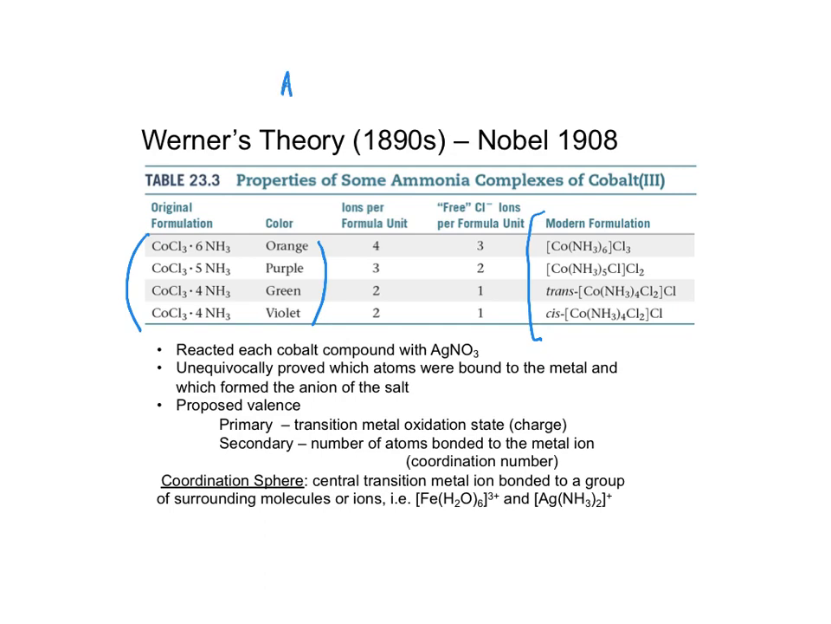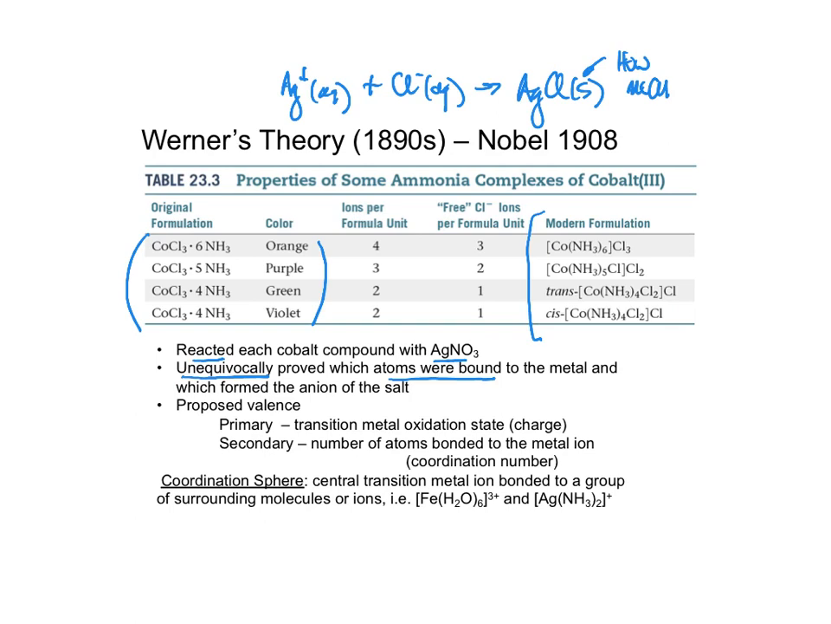So he did the chemistry that you've seen before. He added some silver nitrate. And when he added it to those complexes that had a chloride ion, he precipitated out silver chloride. That's some chemistry we talked about back in chapter 17. So he reacted each compound with some silver nitrate, and he unequivocally proved which atoms were bound to the metal. It depended upon how much silver chloride he obtained. He did grams, he did moles. And essentially, he was able to come up with the modern formulation to look at the different compounds.